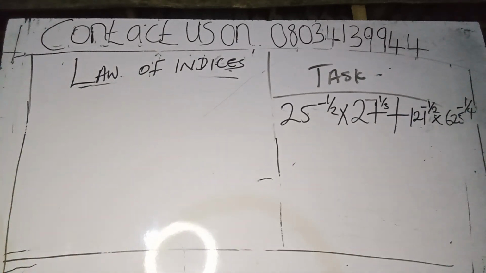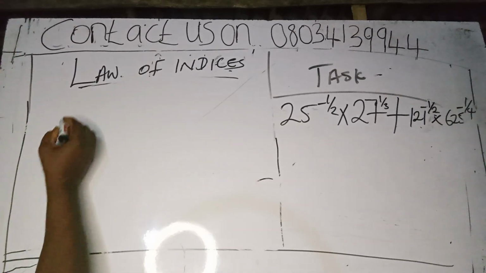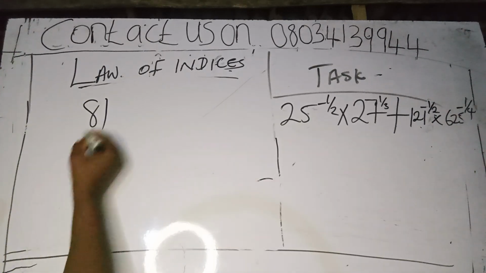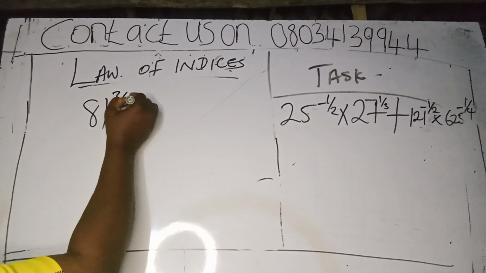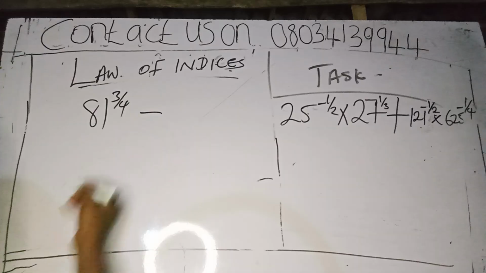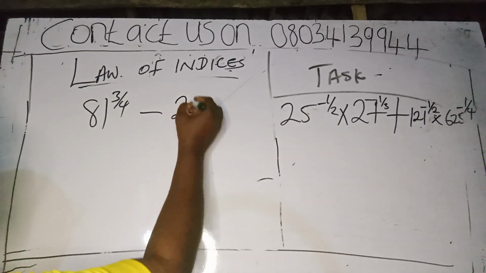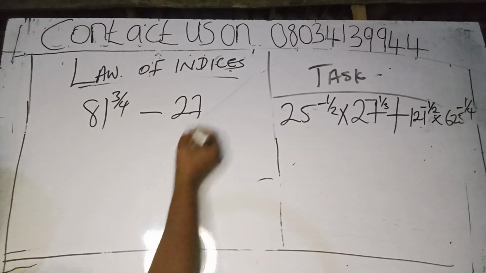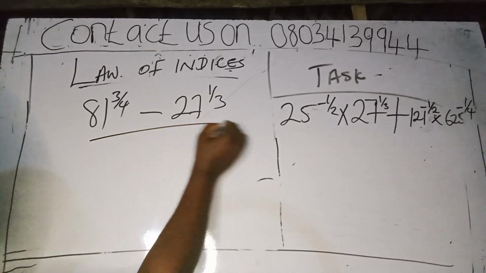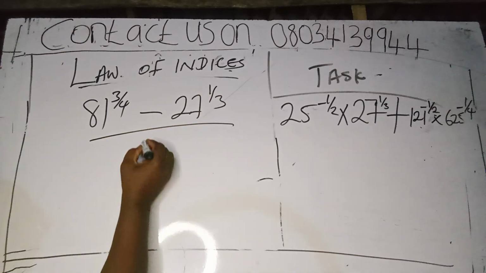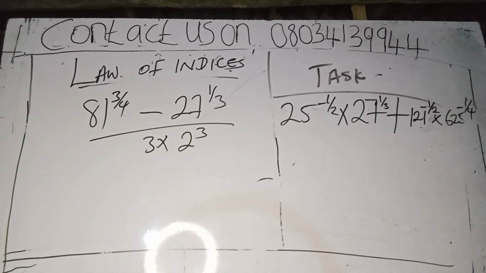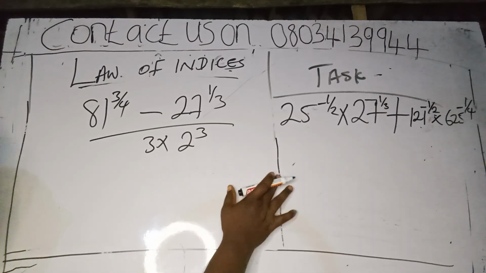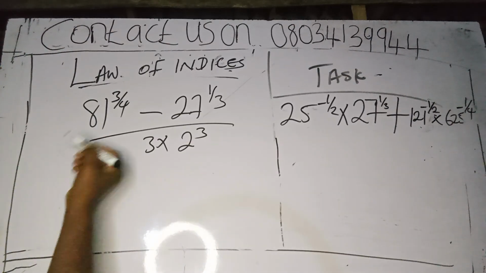Okay, let's take 1 class exercise, still from UTME. I have 81 raised to the power of 3 over 4, then minus, I have 27 raised to the power of 1 over 3, all divided by 3 times 2 raised to power of 3. Then in this case, I shall use any of the laws I want, any of the method I want. I can use root law. I can just raise to power.